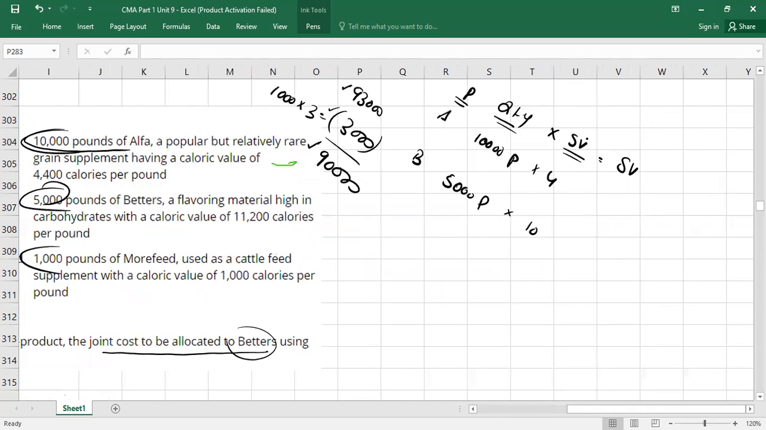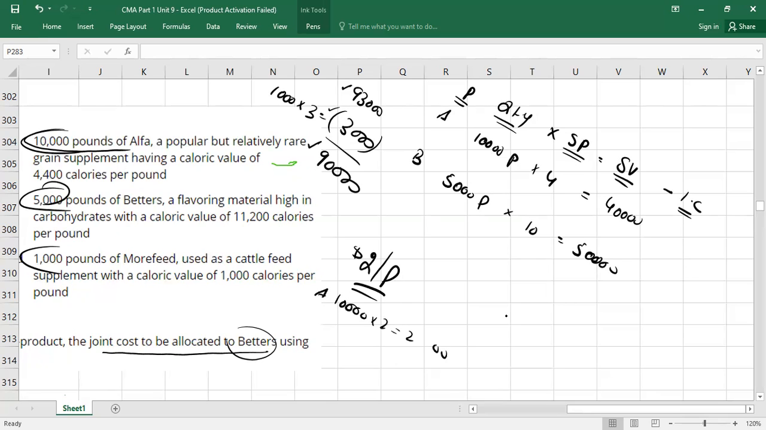So you got sale value. 10,000 times 4, 40,000. 5,000 times 10, 50,000. From sale value, we have to deduct which cost? Incidental cost. And incidental cost, he told you, is $2 per pound for each product. Tell me how many pounds for A? 10,000 times 2, it will be 20,000 incidental cost. I'll deduct 20,000. For beta, pounds are how much? 5,000 times 2, it will be 10,000. I'll deduct 10,000 here. Understood?